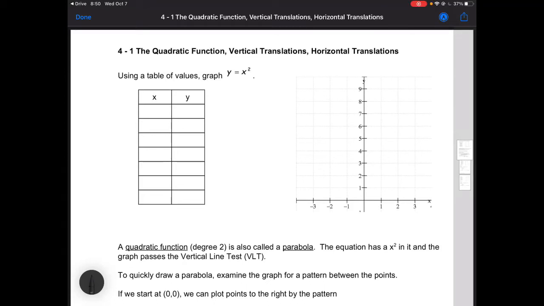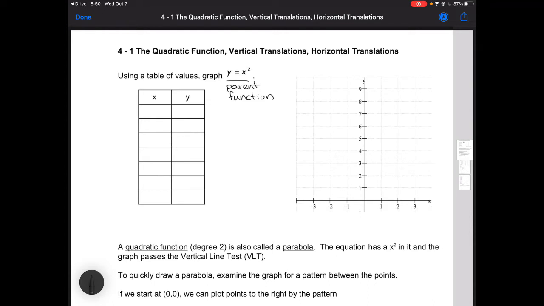This video goes over the quadratic function as well as vertical translations and horizontal translations. So the first thing that we're going to do is graph y equals x squared, which is also called a parent function. And then we're going to look at how we can shift that parent function to represent other situations.